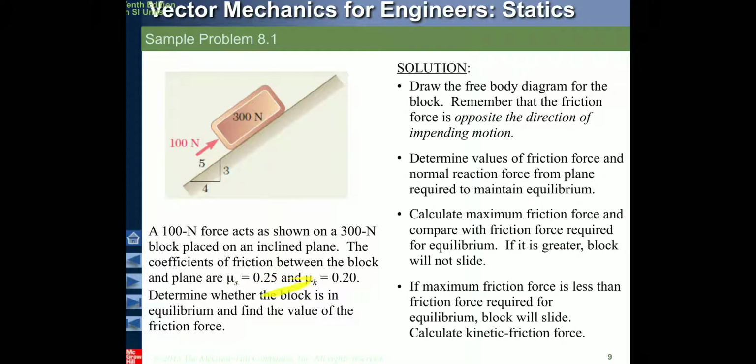The coefficient of friction between the block and the plane: mu s is equal to 0.25 and mu k is 0.2. Determine whether the block is in equilibrium and find the value of the friction force. So we have to find whether the block is moving or not moving. Okay, so here first of all we have to draw the free body diagram.